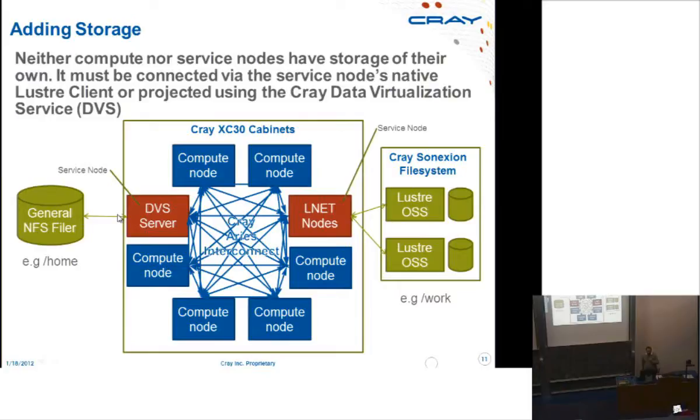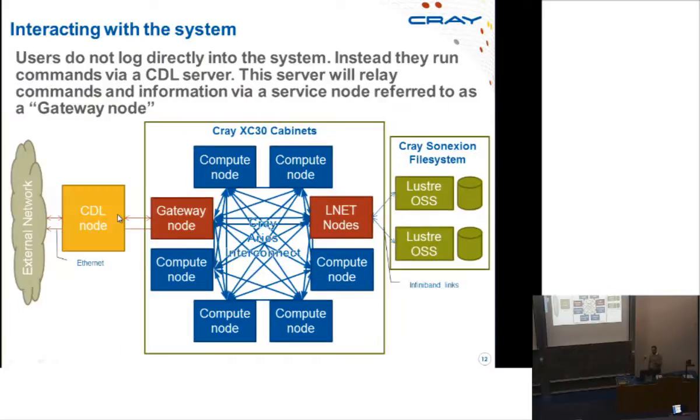So none of these nodes have their own storage. Instead, what we do is we attach storage externally, either through a Lustre file system, which is a high-performance scratch file system, which is where the majority of bulk data will go, or we may project another file system, possibly something like NFS, out to each of the nodes via this DVS server. So in this representation here, the blue nodes are the compute nodes, which your actual work is happening on, and the red nodes are service nodes, which are providing additional services to the supercomputer.